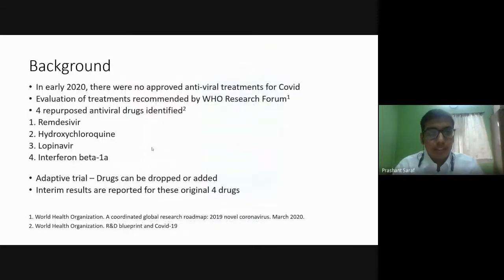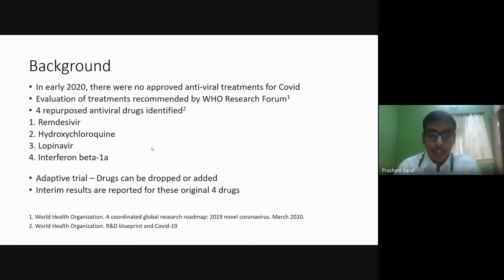Coming to the background of my article, in early 2020, there were no approved antiviral treatments for COVID. Evaluation of treatments was recommended by the WHO Research Forum. So basically, the Global Research Forum and the platform for the research innovation of WHO recommended that we should begin randomized control trials for COVID to see if the drugs are helpful and if they can reduce the mortality. So, four antiviral drugs were identified and they were repurposed. These include remdesivir, hydroxychloroquine, lopinavir, and interferon beta 1a.